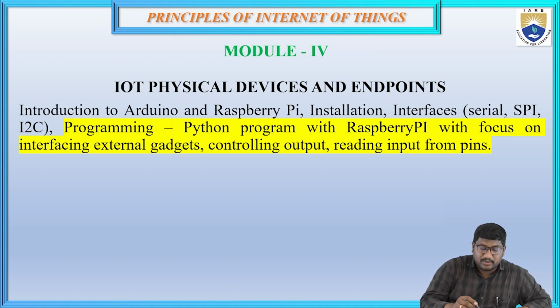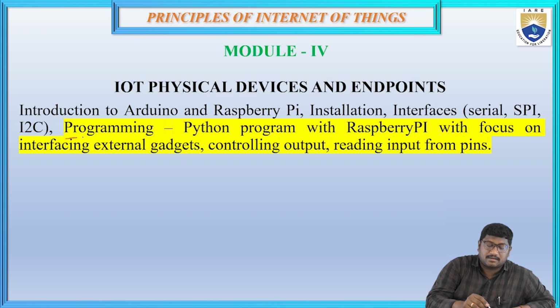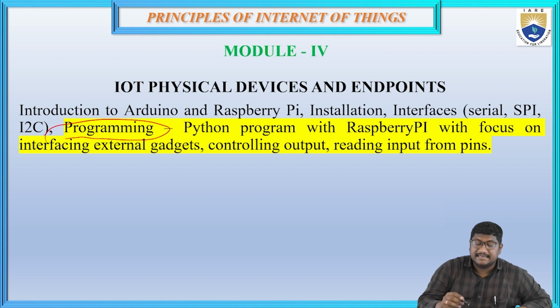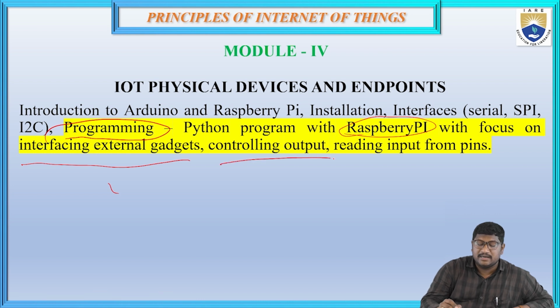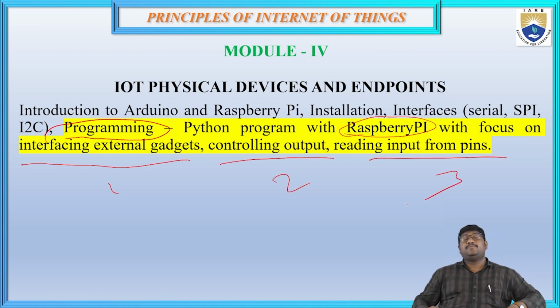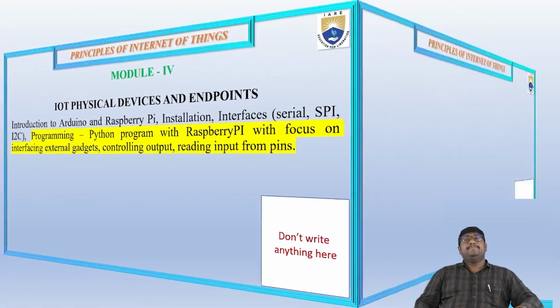Today we are going to cover programming on the Raspberry Pi Kit, where we are focusing on three major things: interfacing external gadgets, controlling outputs, and reading inputs from pins. These are the 3 points which I am going to focus on, and on these 3 points the Python programming is going to be done for Raspberry Pi Kits.